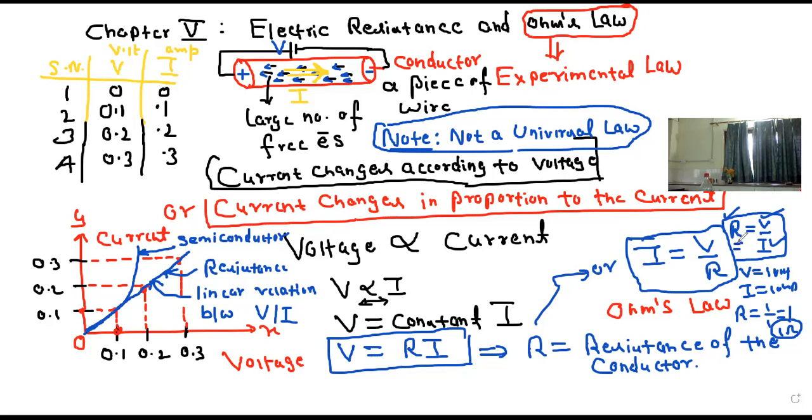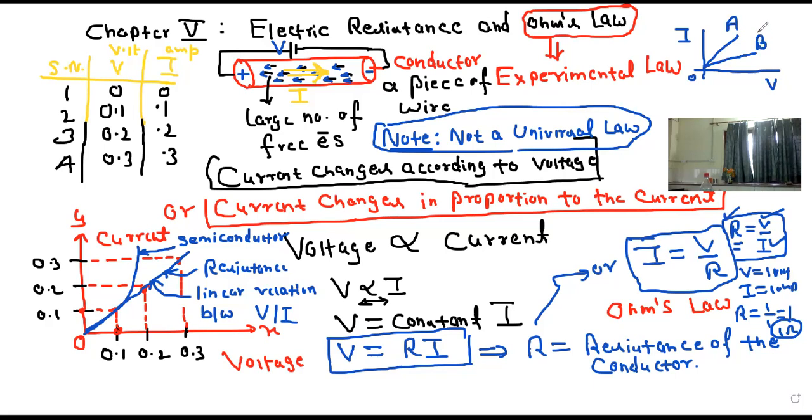So now if we take two different conductors, two different metals, and I plot a graph of V versus I, and this is my origin, this is for metal A, this is for metal B.